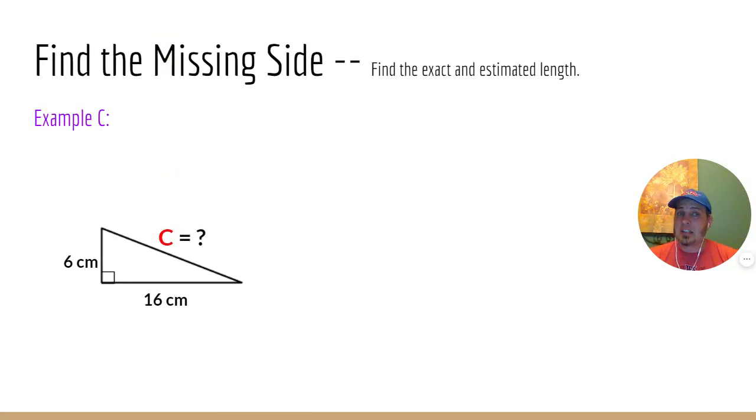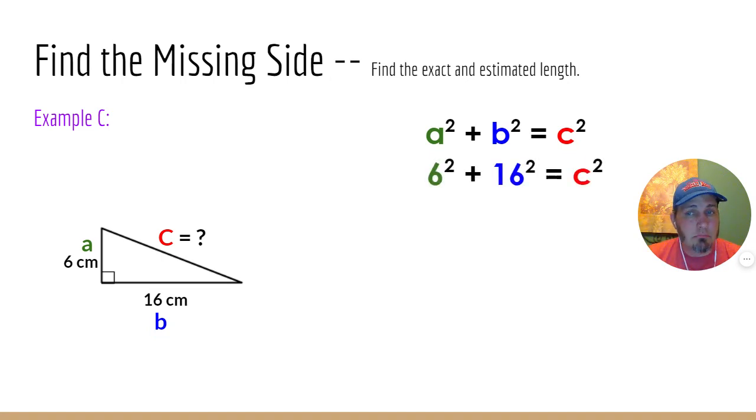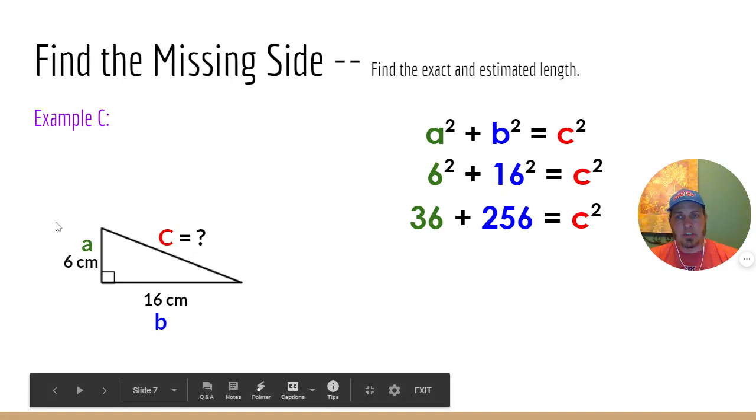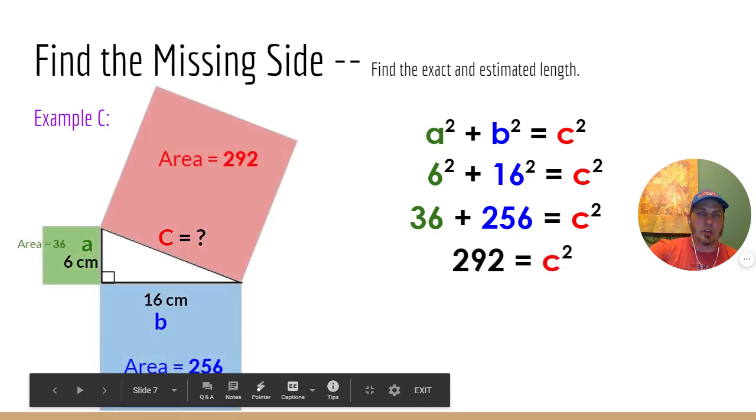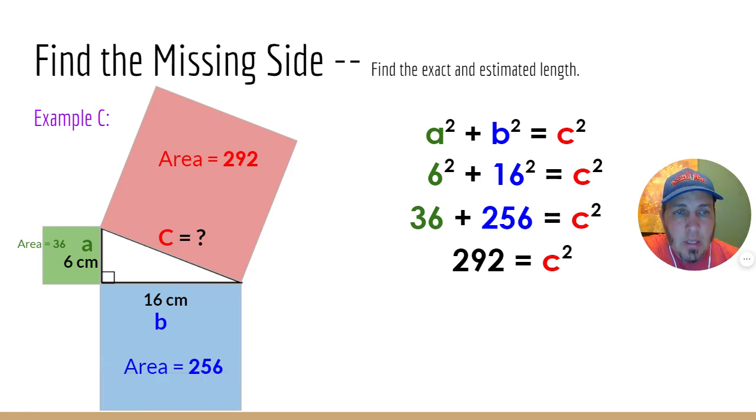Taking a look, and this time they didn't tell me C. So I have A and I have B. That means I'm going to use the Pythagorean theorem in its normal form, but not have to subtract. I'm going to be adding. So A squared plus B squared equals C squared. And A is 6. So 6 squared plus 16 squared equals C squared. So that means 36. There is the square on this side. 256 is the squares that are on this side. And if I add them together, it will equal 292.